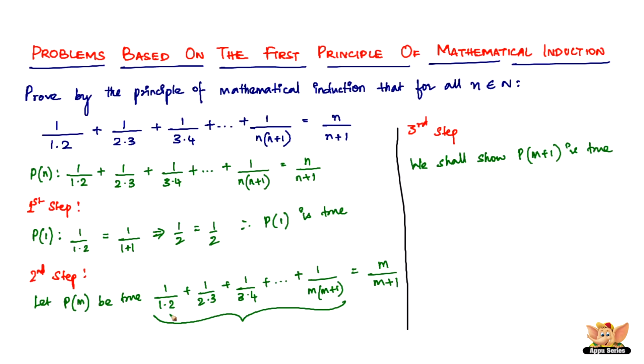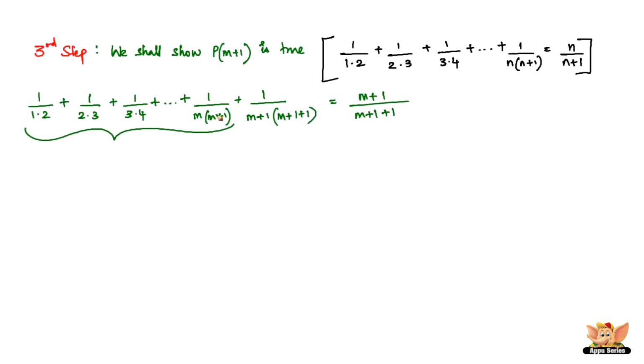We have 1 by 1 times 2 plus 1 divided by 2 times 3 plus 1 divided by 3 times 4 plus dot dot dot plus 1 divided by m times m plus 1 is equal to m divided by m plus 1. Here we have that, which we are going to replace by m divided by m plus 1 and continue from here, plus 1 divided by m plus 1 times m plus 2, which is equal to m plus 1 divided by m plus 2. So let's just take this left hand side and get to here.